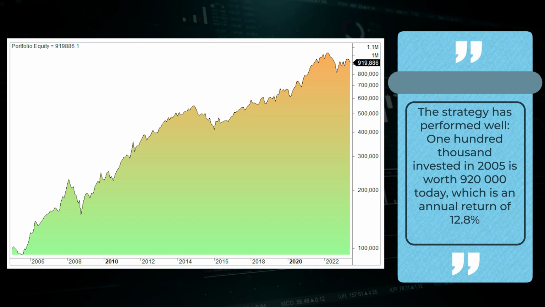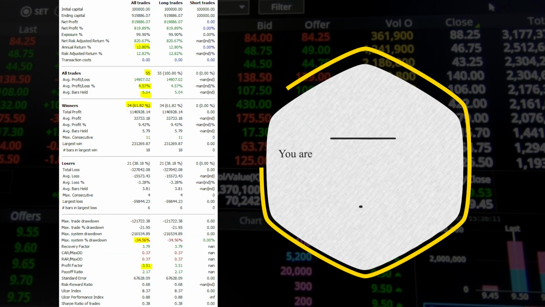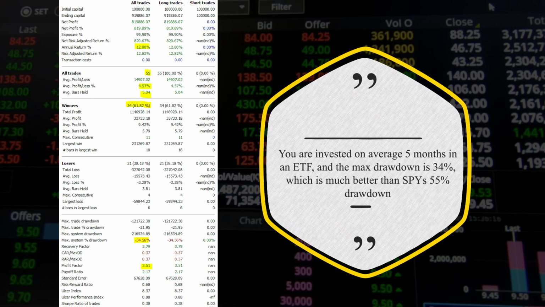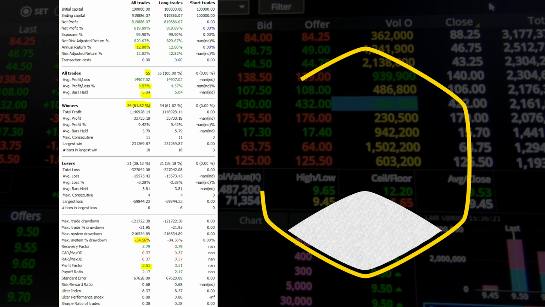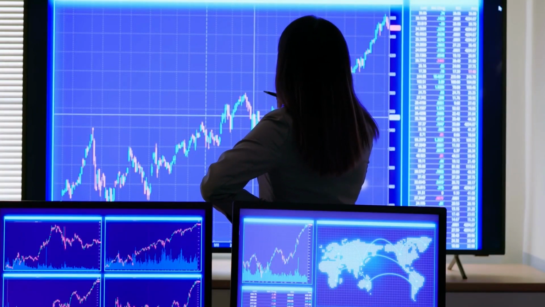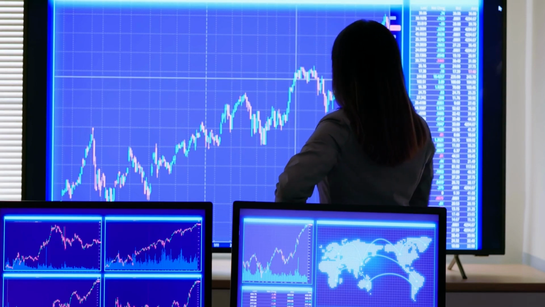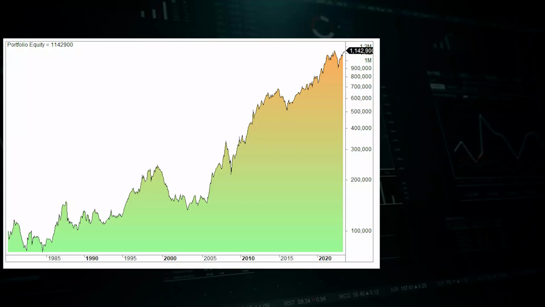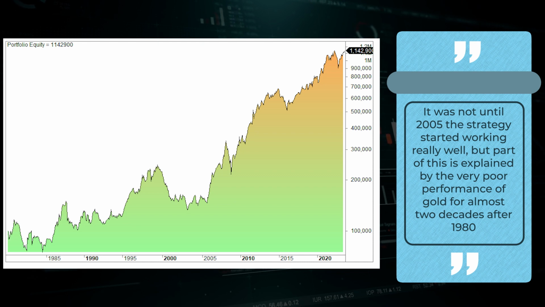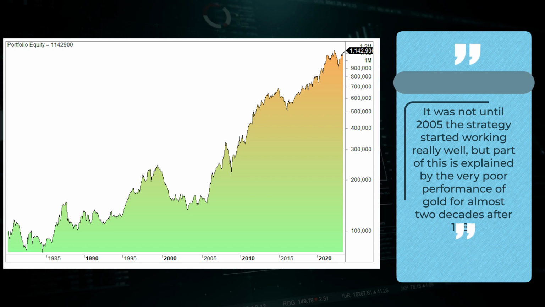The strategy has performed well. $100,000 invested in 2005 is worth $920,000 today, which is an annual return of 12.8%. You're invested on average 5 months in an ETF, and the max drawdown is 34%, which is much better than SPY's 55% drawdown. However, if we zoom out and look at the longer time horizon, the strategy has not performed so well. It was not until 2005 the strategy started working really well, but part of this is explained by the very poor performance of gold for almost 2 decades after 1980.